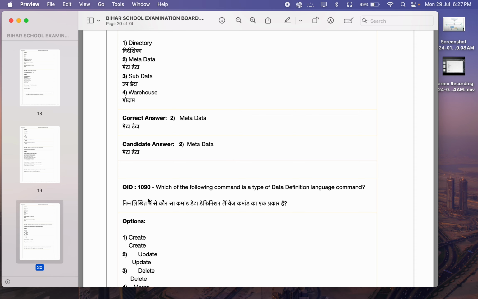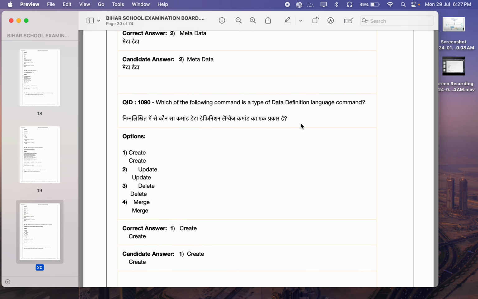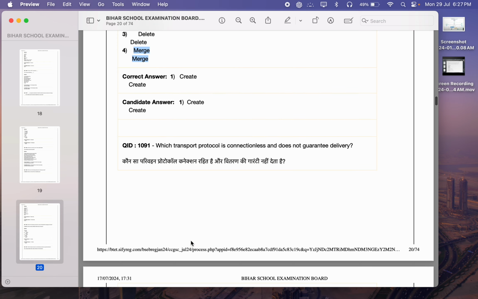of MySQL. Which of the following command is a type of data definition language? Data definition language means the operations which are required to create a table, delete a table, like that. So that is create. Delete here means deleting a row, not exactly the whole table. Update also means updating a row. Merge is not anything actually, so you can ignore merge.